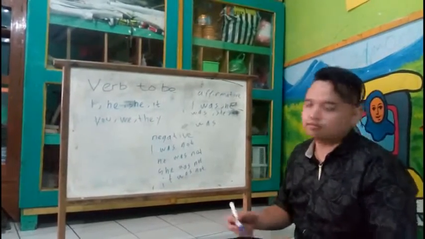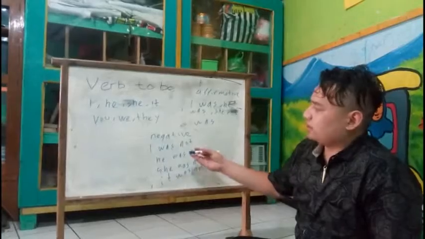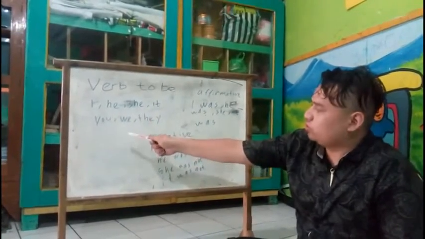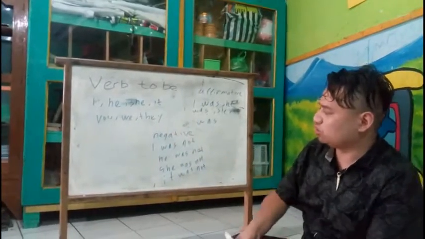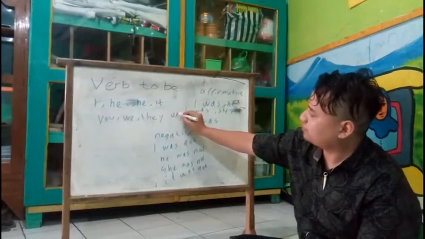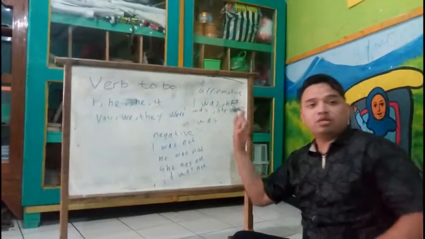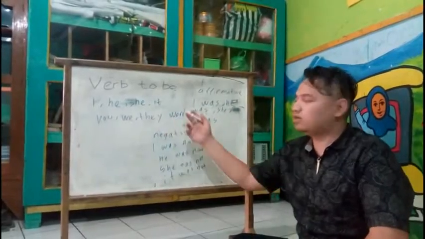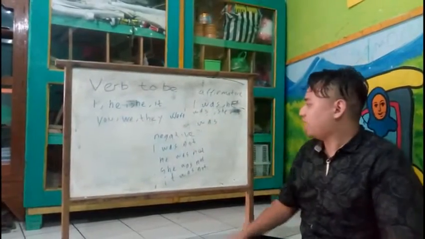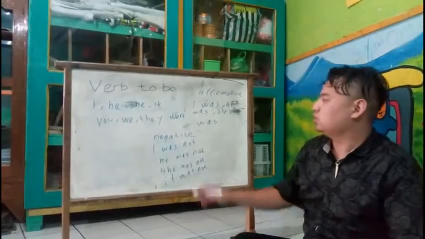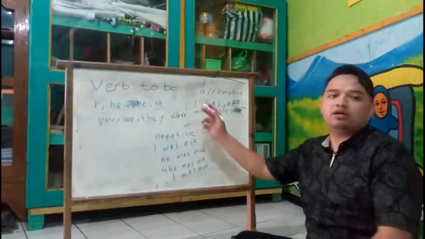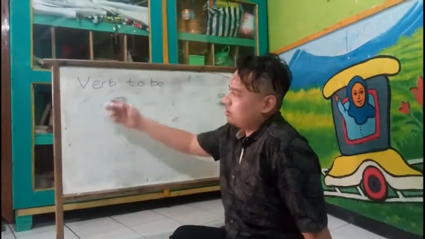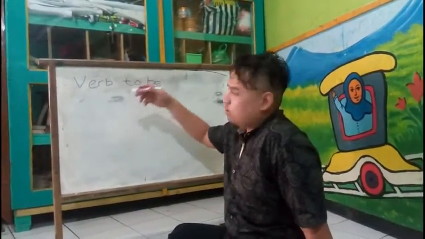Okay, to shorten my writing, I will continue with my words. You, we, and they use were. In the affirmative form, it becomes you were, we were, they were. And in the negative form, it becomes you were not, we were not, they were not. Okay, next we come to the example sentences in the past form.